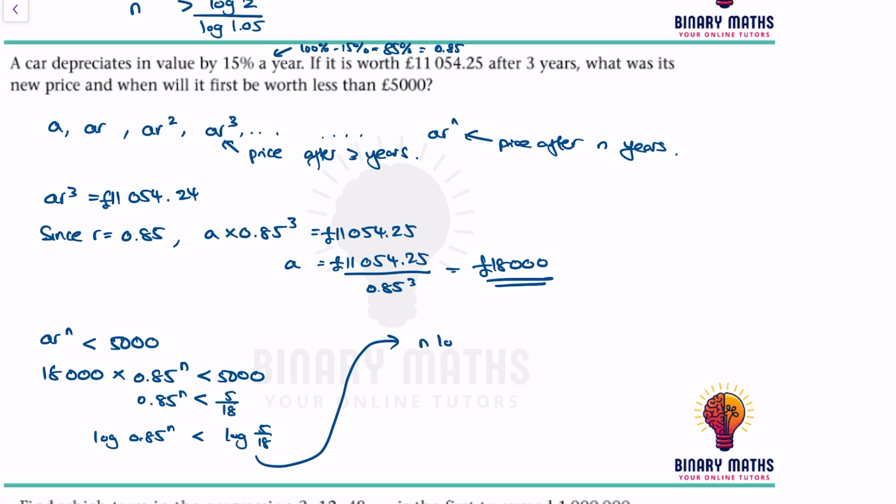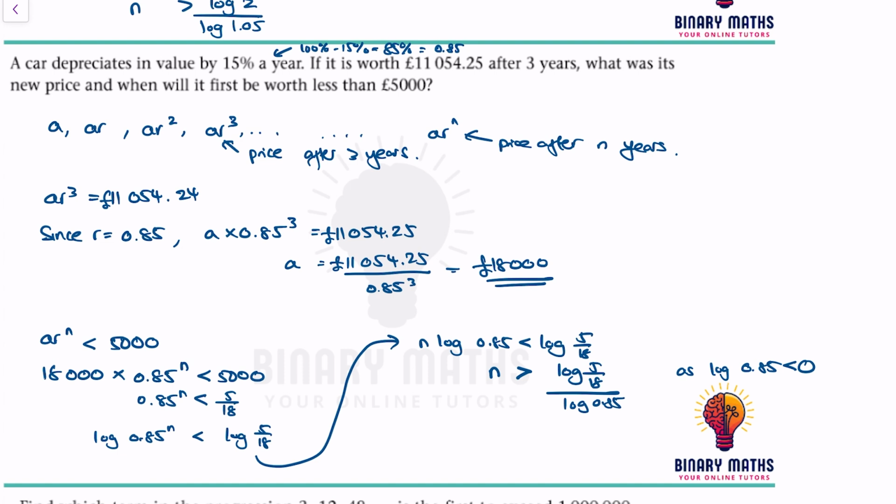So n log of 0.85 must be less than log of 5 over 18. Now we need to divide both sides by log of 0.85. Now log of 0.85, obviously 0.85 is a number between 0 and 1, so you're dividing by a negative number, so it flips over. So n must be greater than or equal to log of 5 over 18 over log 0.85, as log 0.85 is less than 0.